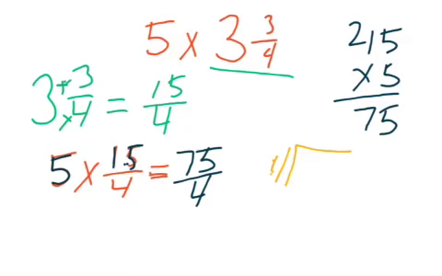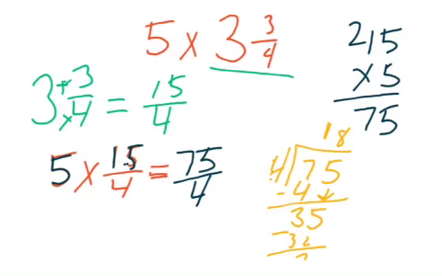How many times does 4 go into 75? 4 goes into 7 one time. 4 times 1 is 4. I subtract, and I have 3, and I bring down my 5. 4 goes into 35 8 times. 32. I subtract, and I'm left with a remainder of 3.